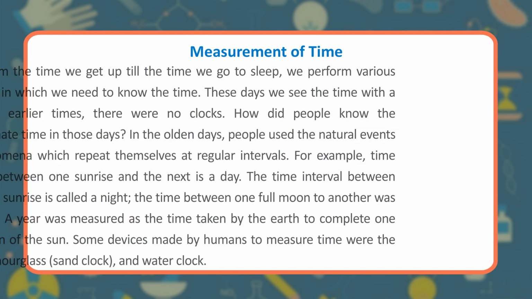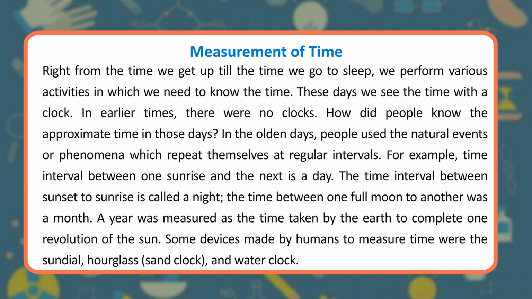Measurement of time. Right from the time we get up till the time we go to sleep, we perform various activities in which we need to know the time. These days we see the time with a clock. In earlier times, there were no clocks. How did people know the approximate time in those days?